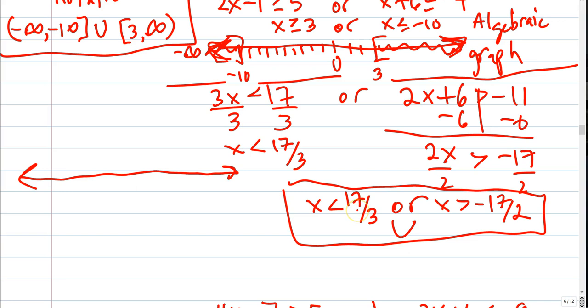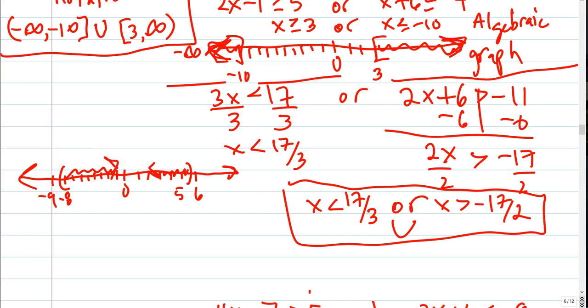The graph. Let's see. X is less than 17/3. I'm going to put that in my calculator, hit enter. It's going to give me 5.666. So basically between 5 and 6. So 1, 2, 3, 4, 5, 6. Between 5 and 6, somewhere in there is 17/3. And it's shading what direction? To the left. This is x is greater than negative 17/2. I'm going to put that in my calculator, hit enter. It's going to give me negative 8.5. So negative 1, 2, 3, 4, 5, 6, 7, 8, 9. Between negative 8 and negative 9 would be negative 17/2. And that is there and to the right.